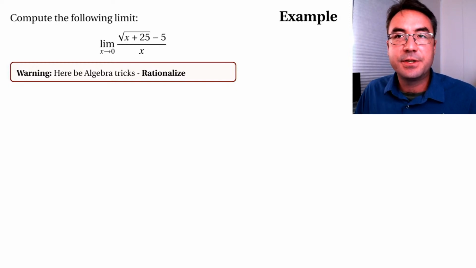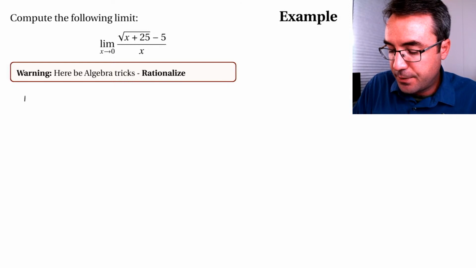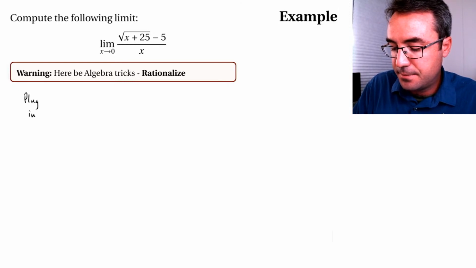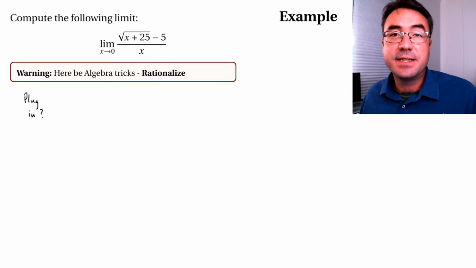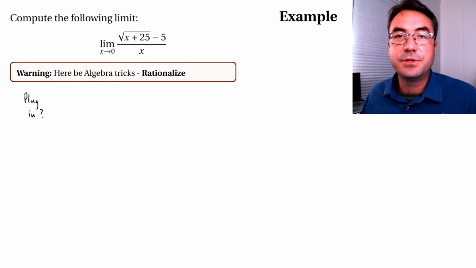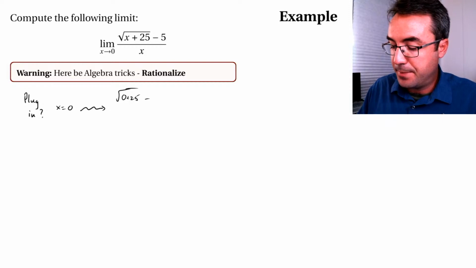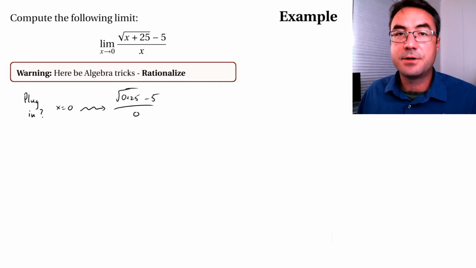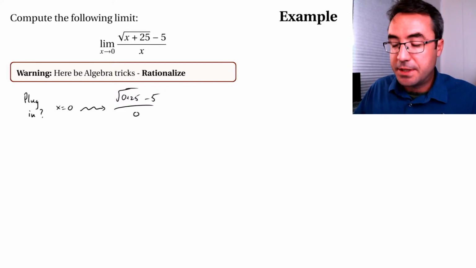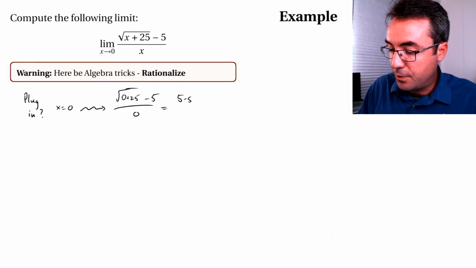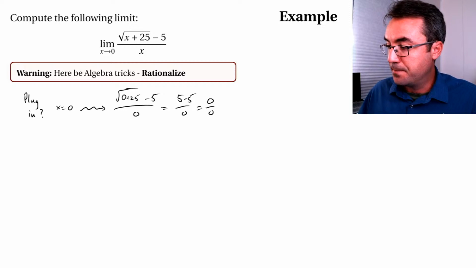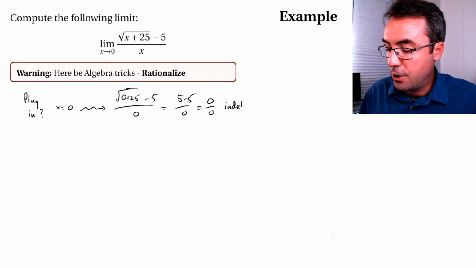All right, so we have this fresh limit to calculate. First thing we want to try is just plug in. If we get a number, then that's it. That's our answer. If we don't, well, then we have to do more. So we're going to plug in x equals 0 into our function. And we get 0 plus 25 under the square root sign minus 5, all divided by 0. Not looking good. We have that 0 in the denominator. But then we end up with 5 minus 5 over 0, which, again, is that 0 over 0 form. It's indeterminate. We don't know what that means.